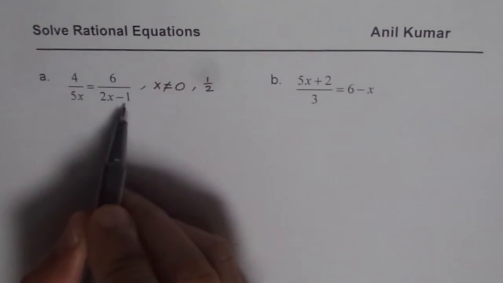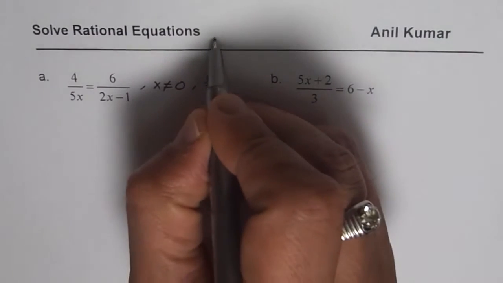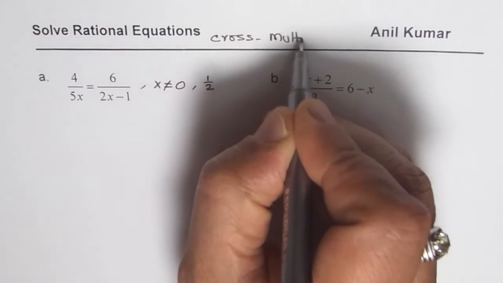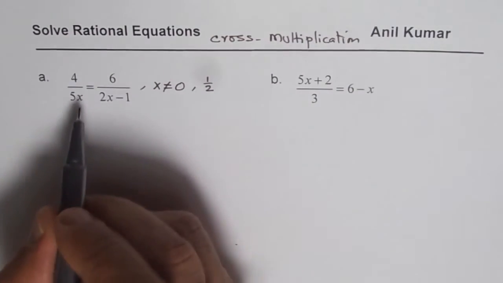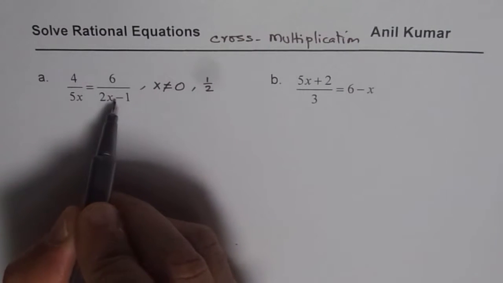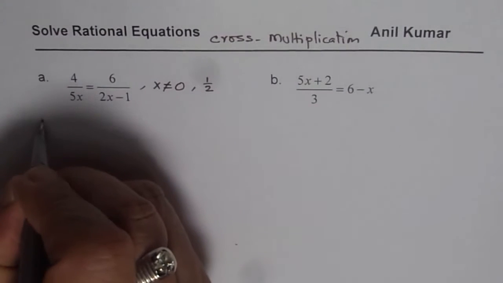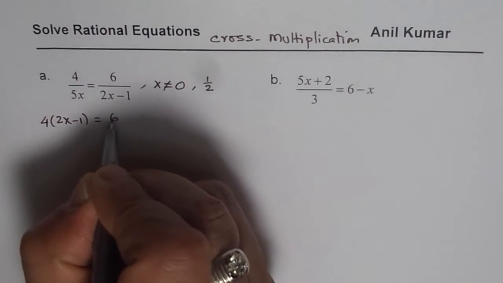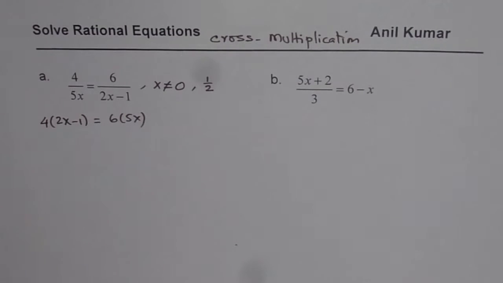Now to solve this, it is more like a ratio. So the strategy being applied here is cross multiply. We will do cross multiplication to solve these equations. What I mean is, I'll multiply 6 by 5x and 4 by 2x minus 1. So we'll have 4 times 2x minus 1 on the left side and 6 times 5x on the right side. So that is cross multiplication.